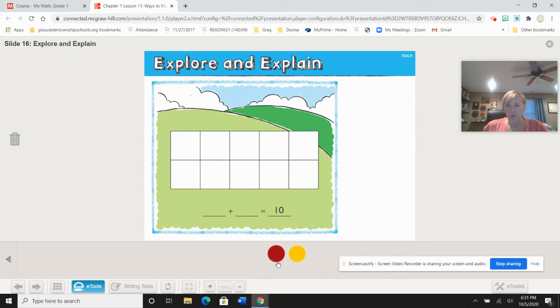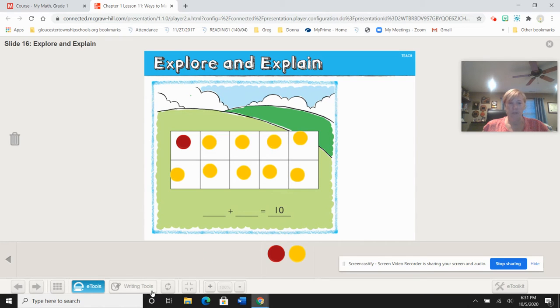So one way you could do it is take one color and move it up there, and then use the other color to complete the rest of the boxes. Okay? Now, by looking at this, what would be that math problem?